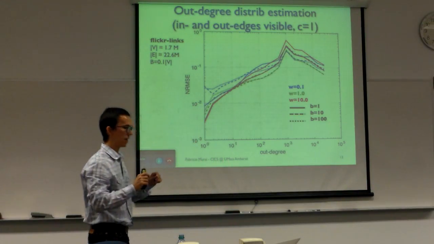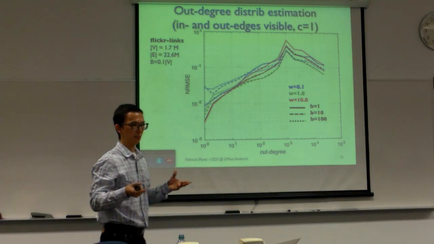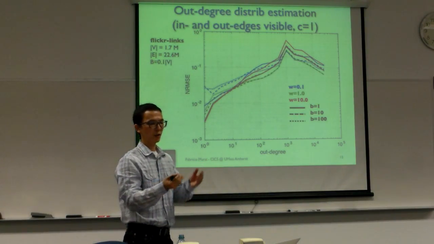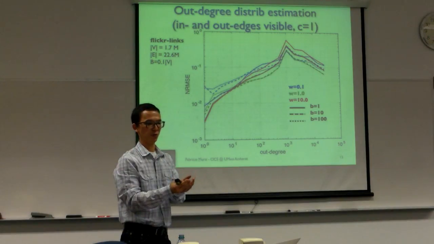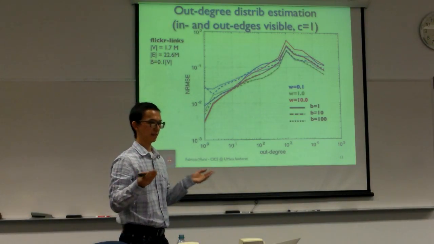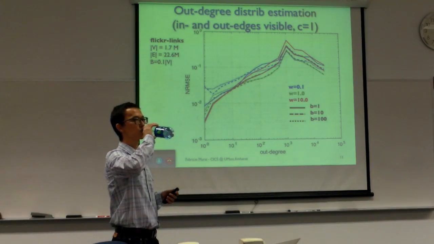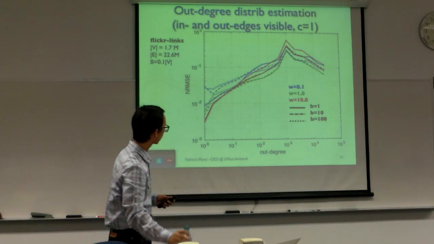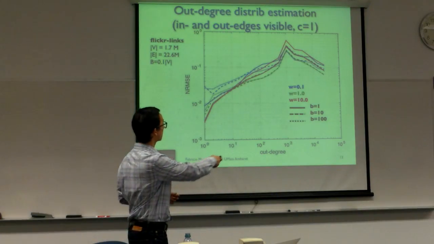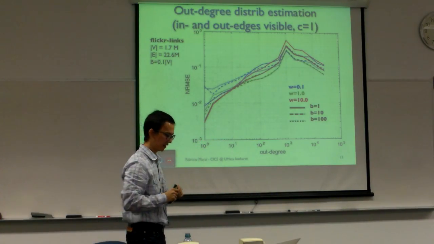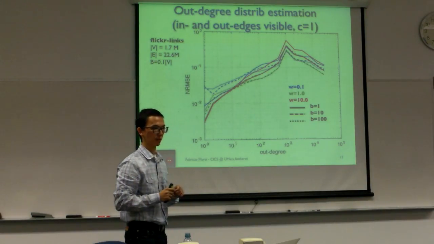It's only one estimator that combines both types of samples. But you can essentially decompose that into vertex sampling and edge sampling. Because does something happen at 10 to the 3rd out degree? Yes, what happens is after that point you only see one instance of each out degree.